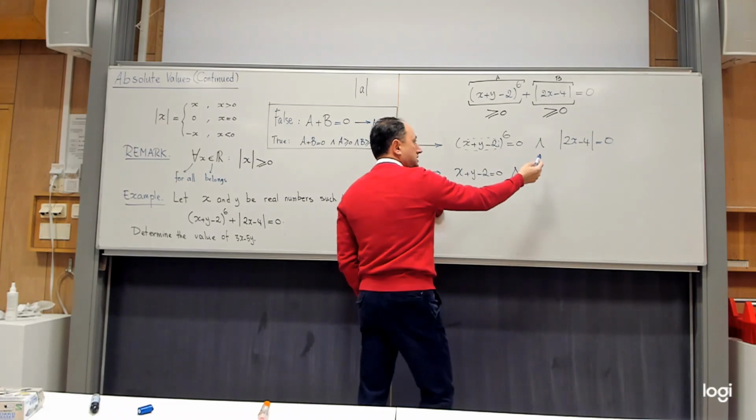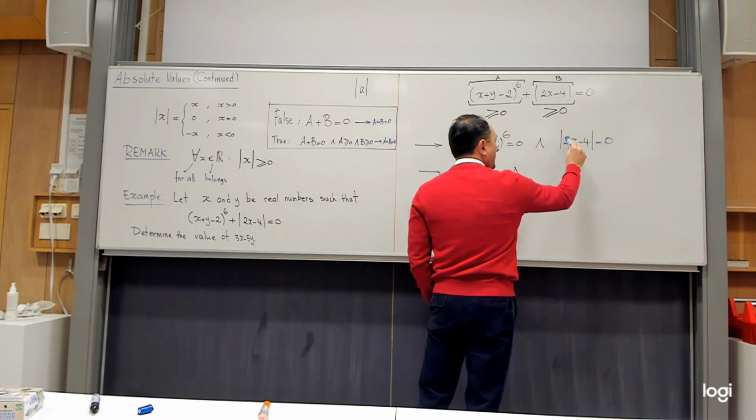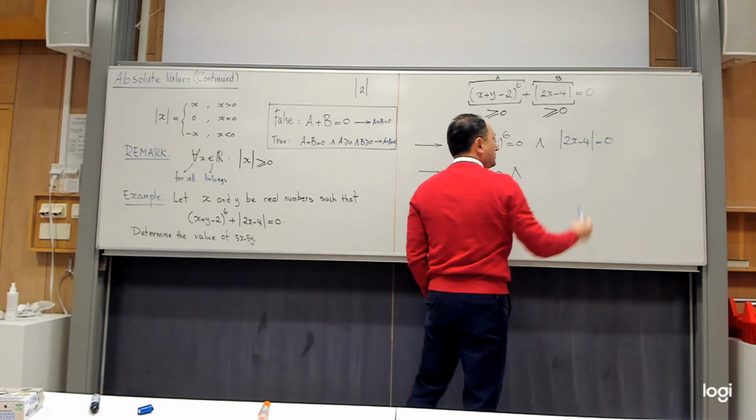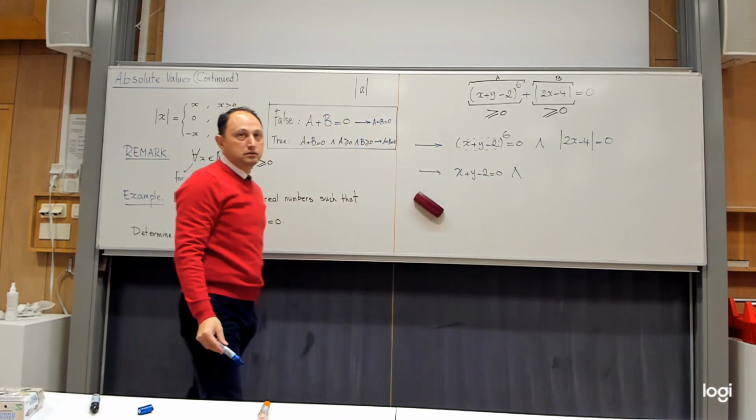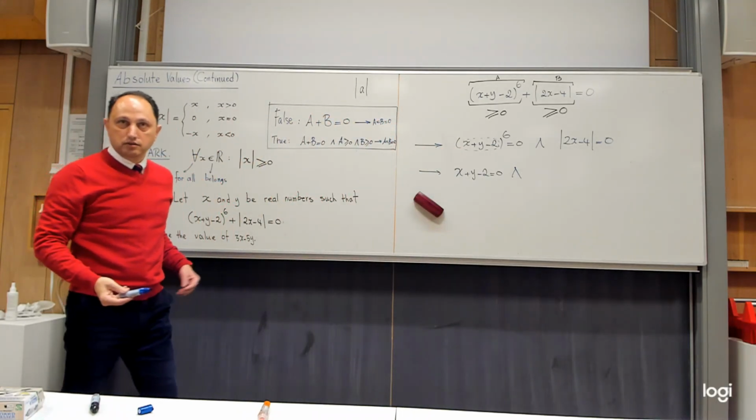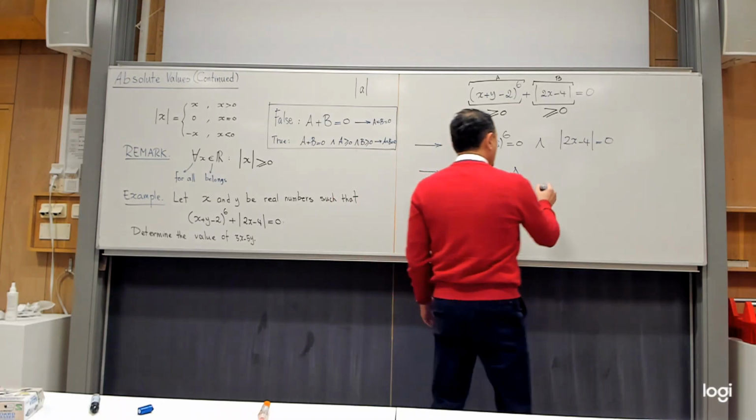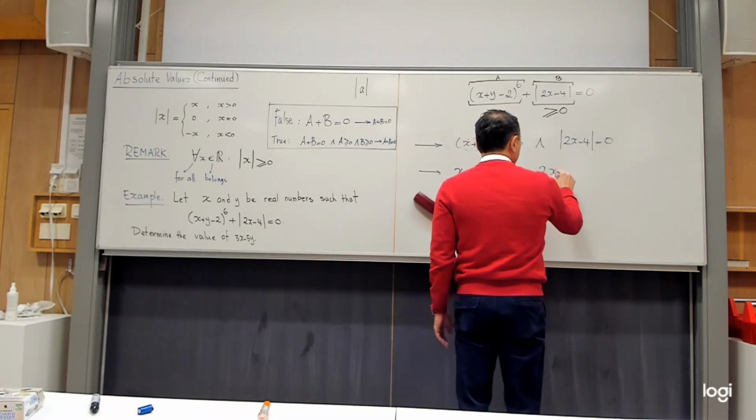And now, this is the new lesson. If the absolute value of a number is equal to 0, what does it mean? It is 0. The number is 0, yes? Is that clear? Because this 0 is the only number whose absolute value is 0.